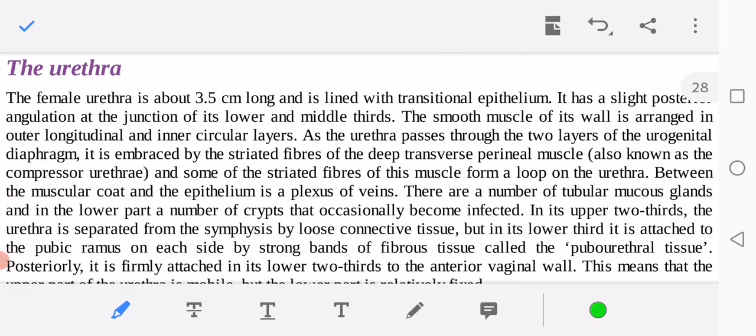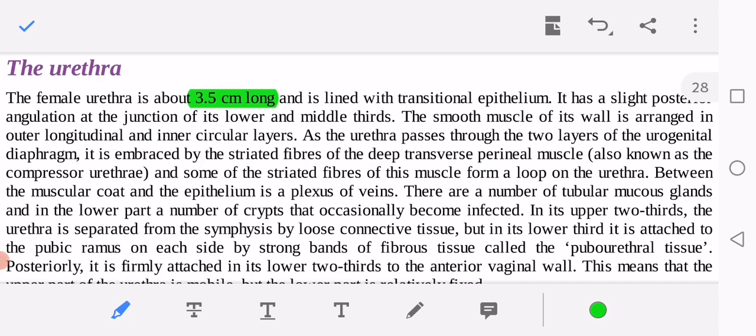Urethra. The female urethra is about 3.5 centimeters long and is lined with transitional epithelium. It has a slight posterior angulation at the junction of its lower and middle third. The smooth muscle of its walls is arranged in outer longitudinal and inner circular layers. As the urethra passes through the two layers of the urogenital diaphragm, it is embraced by the striated muscle fibers of the deep transverse perineal muscles, also known as the compressor urethrae.